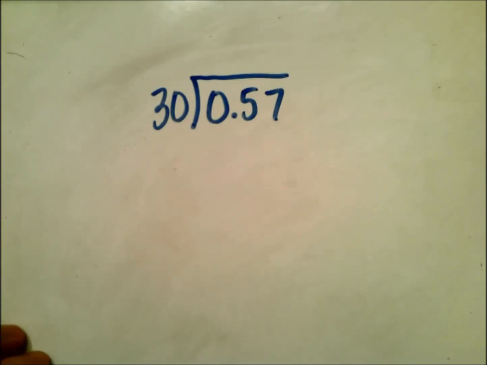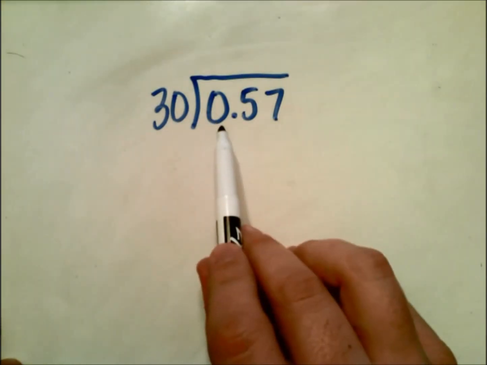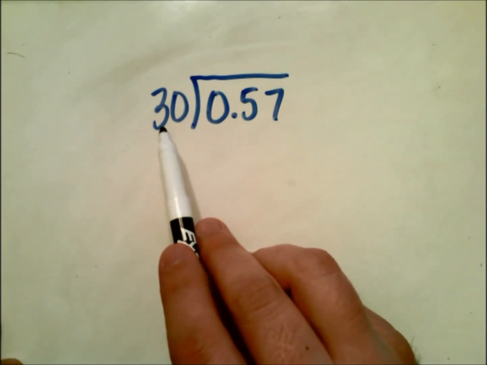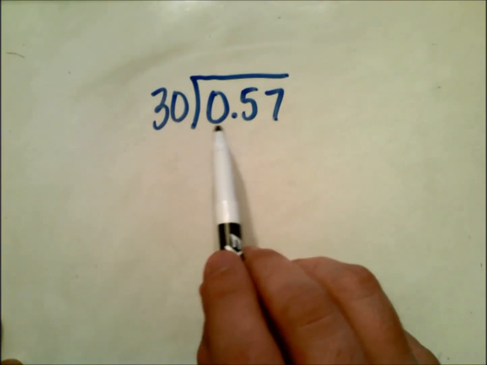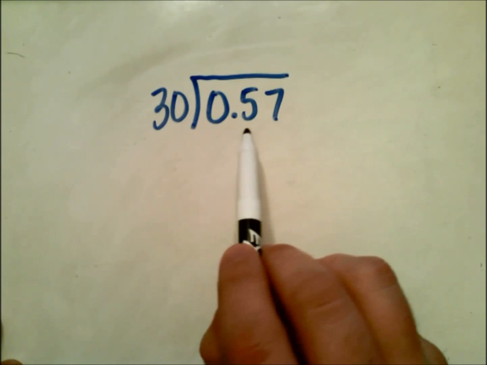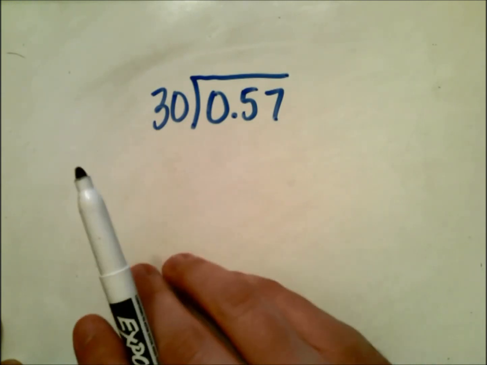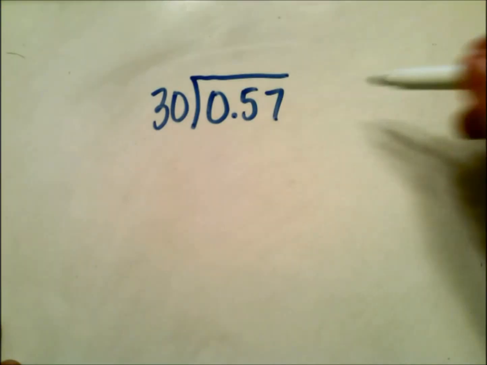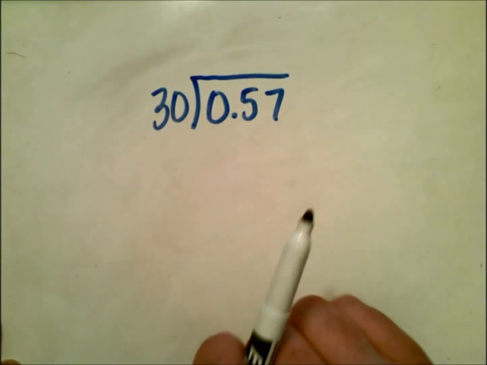Okay, so for our last example for this skill, what we have is 57/100ths divided by 30. Okay, now this is once again that same question. Well, can we divide a smaller number by a larger number? Yes, we can. We're going to have to add some zeros here. We could because it wouldn't change the value of our dividend.